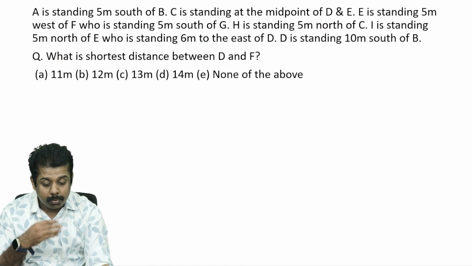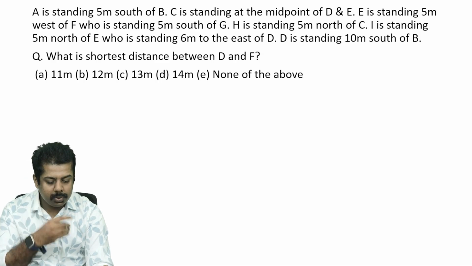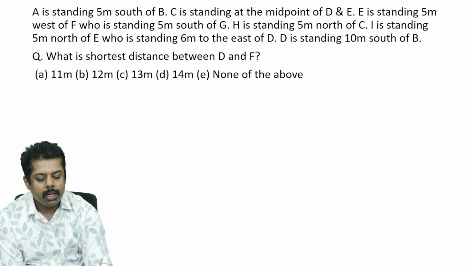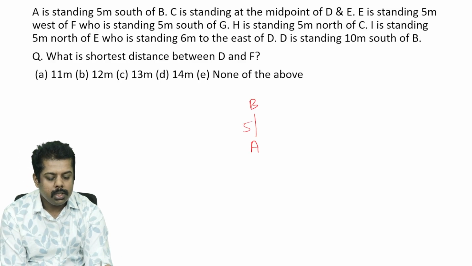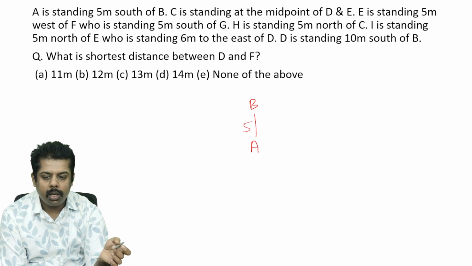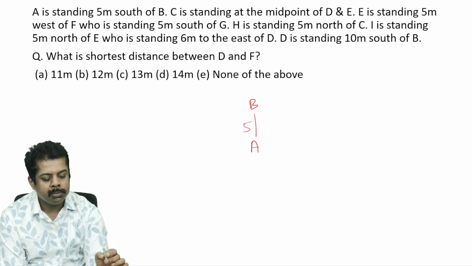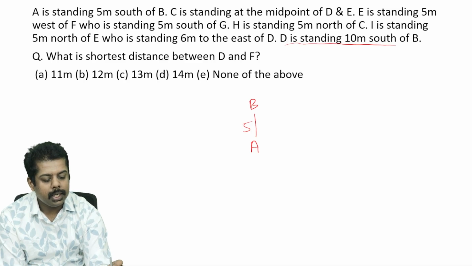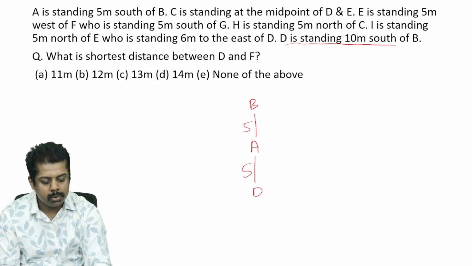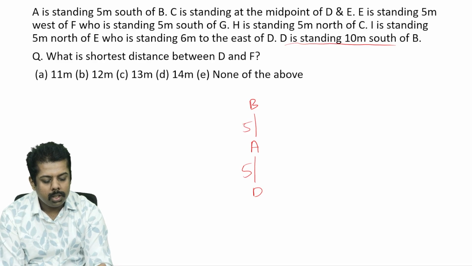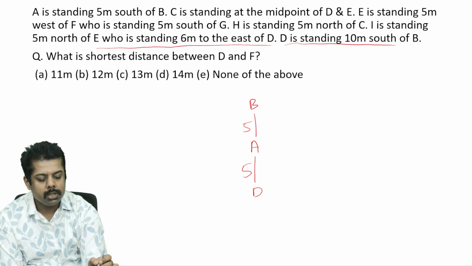Here as well they have given some points, and you have to try and work it out. The first point: A is standing 5 meters south of B. Okay. C is standing at the midpoint. So we have to find a point related to A and B. They have given another point here: D is standing 10 meters south of B itself, so D has to be here. Another point: E is standing 6 meters east of D.